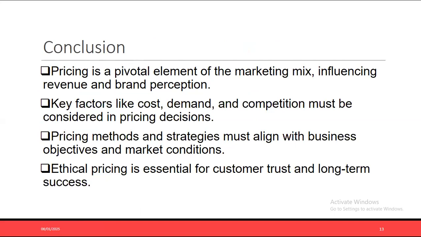So, to conclude, pricing is a pivotal element of the marketing mix. It influences revenue and brand perception. Key factors like cost, demand, and competition must be considered in pricing decisions. Pricing methods and strategies must align with business objectives and market conditions. And ethical pricing is essential for customer trust and long-term success.